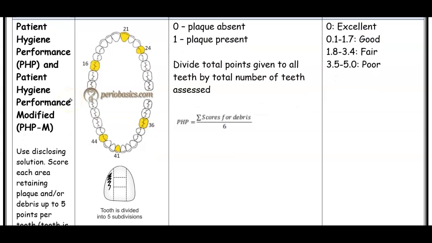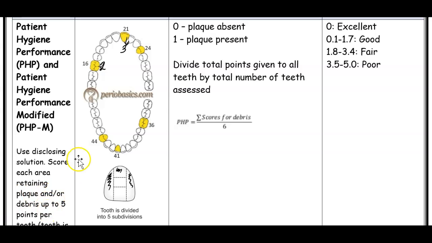So I'm going to color this in, and there was plaque over here. So this tooth, 1-6, gets a score of 2 because there were 2 surfaces that had plaque. So let's look at 2-1. Let's say there were 3 surfaces of plaque, so I would give this a score out of 3.